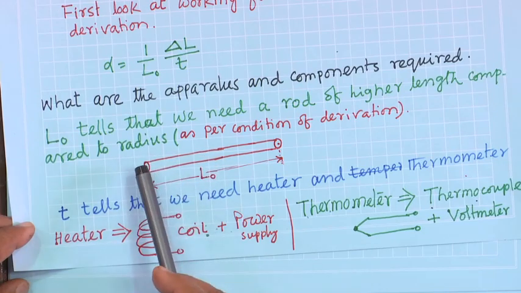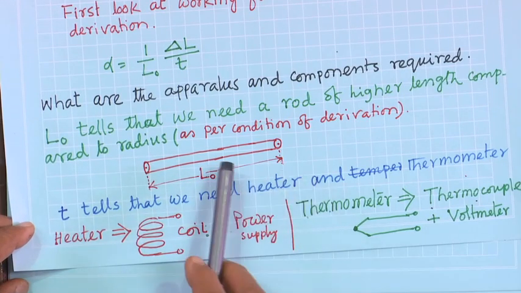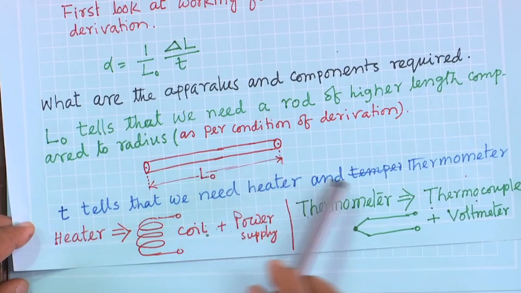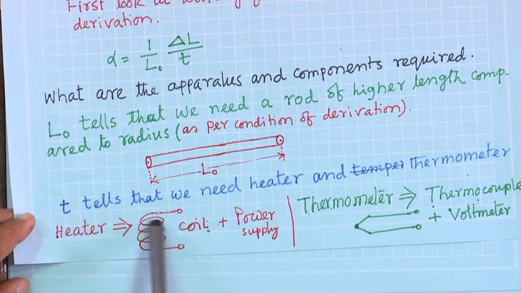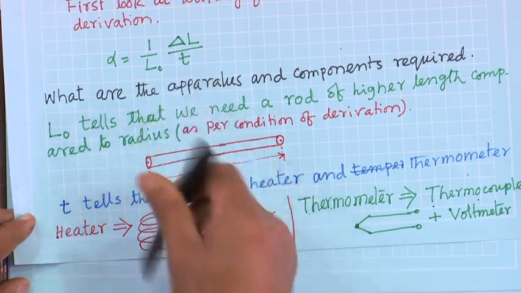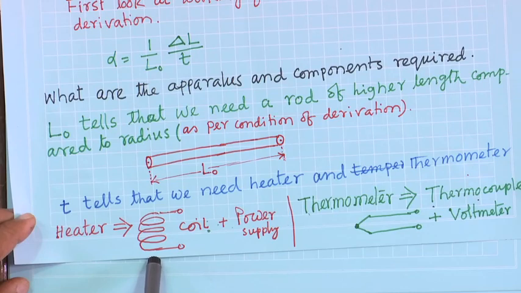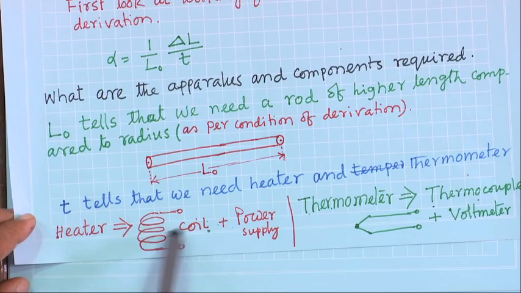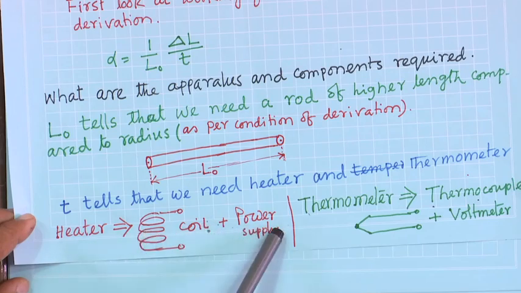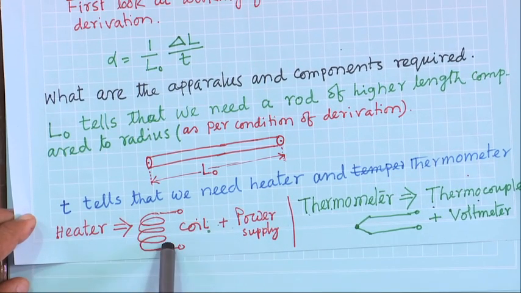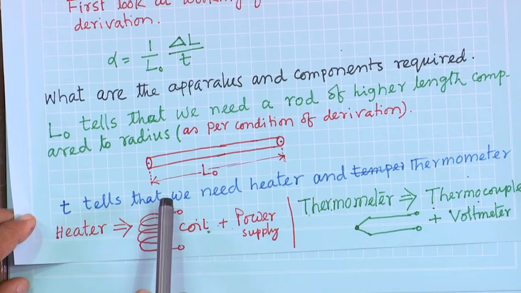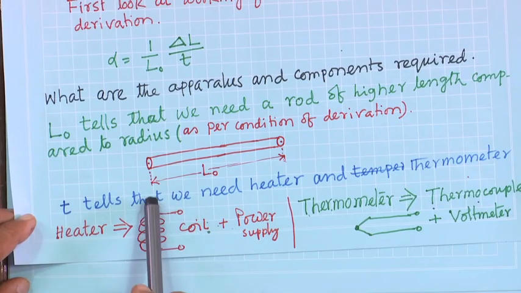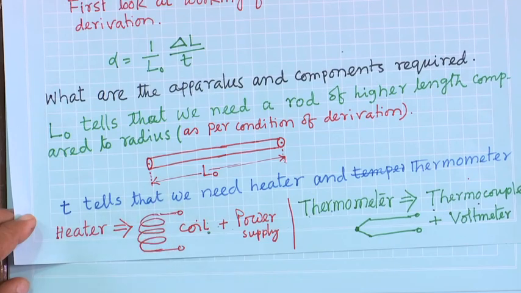So, how to change the temperature? So, we need heater as well as we have to read the temperature at the specimen. Okay. So, we need thermometer. Okay. So, heater is nothing but, we can take a coil, okay, and we will insert this rod into this coil. Okay. So, heater is basically coil, and we need power supply. Okay. So, from power supply we will send current to these coils. Okay. So, then there will be heat, and due to heat there will be change of temperature of the specimen inserted into this coil. Okay.